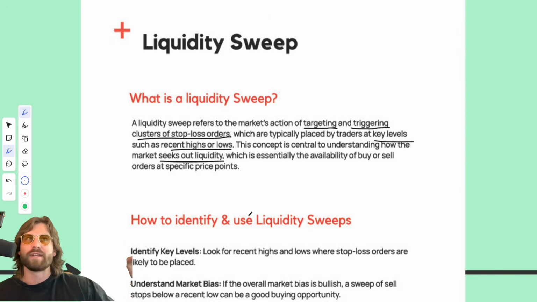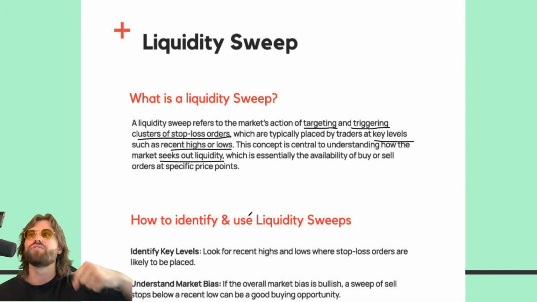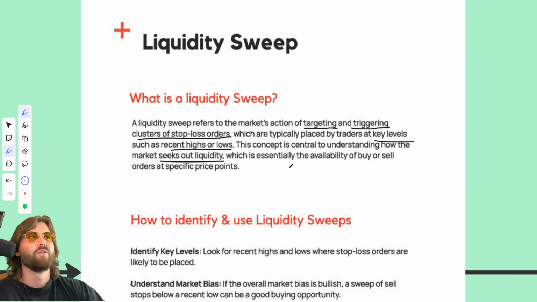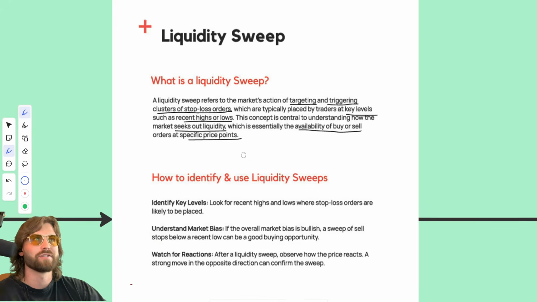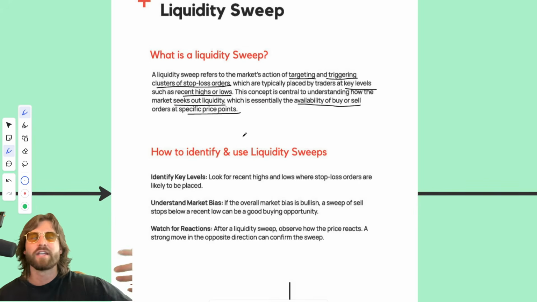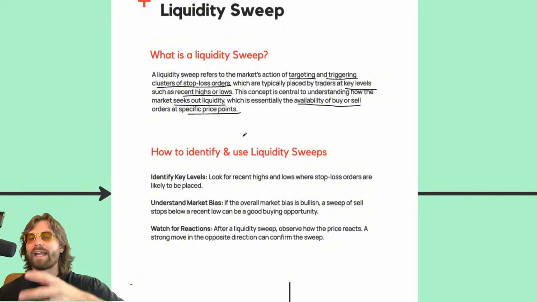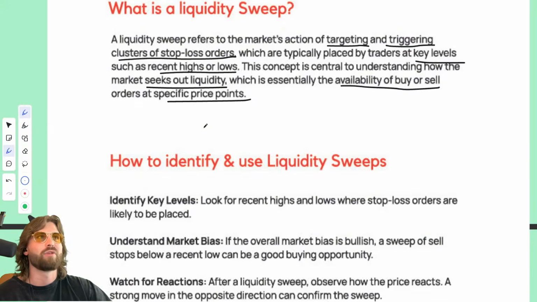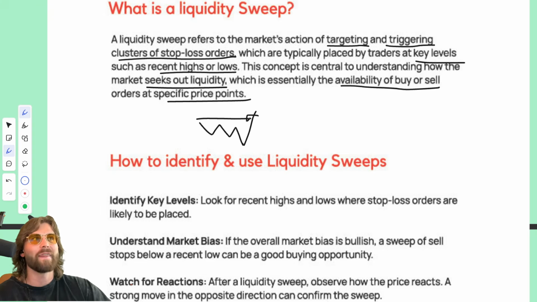Sweeps and displacement is seeking liquidity to then do something with it once it has it, which is essentially the availability of buy or sell orders at specific price points. So now you kind of understand what a sweep is. We are hunting out liquidity at a certain price level, right? If price is moving up and down and we have a bunch of stop levels up here and price immediately comes up here, we know that at that little level, as soon as price comes and takes these highs over here, there is going to be a reaction.